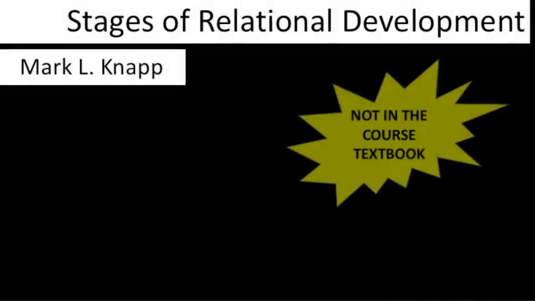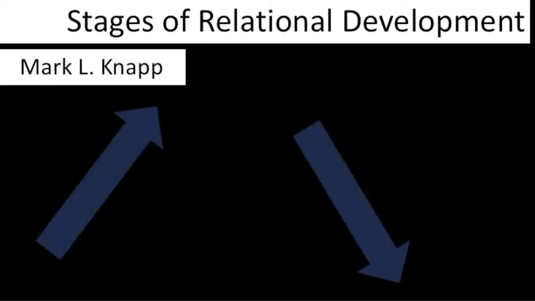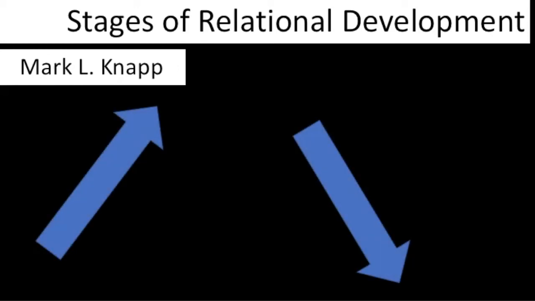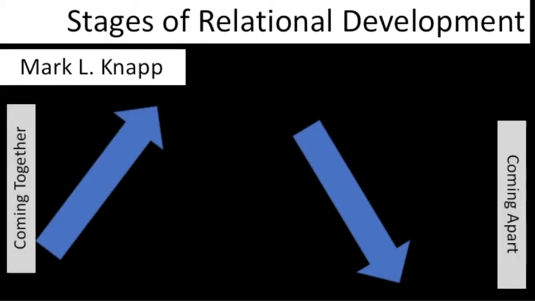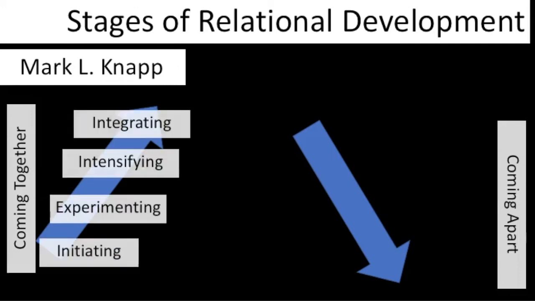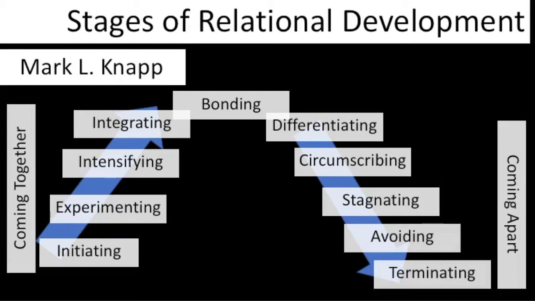This is a good overview of the stages, but it doesn't totally capture what Knapp was trying to describe, particularly in his later works. To unpack this further, we can keep the idea that relationships go up and down, and we can use the terms coming together and coming apart to describe these processes. We can also keep the 10 stages, but we're going to flatten out the model just a little bit to account for relationships that don't end.